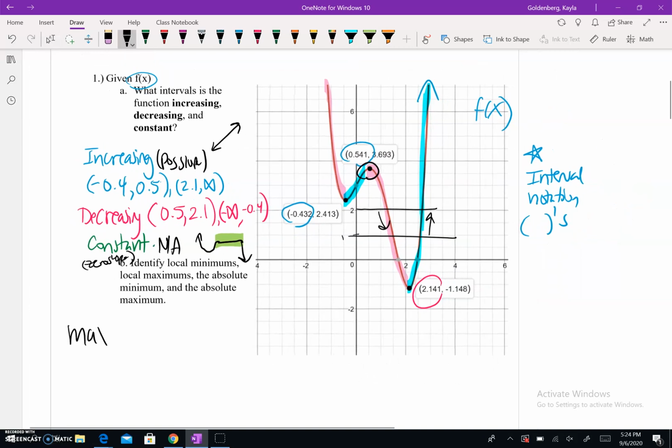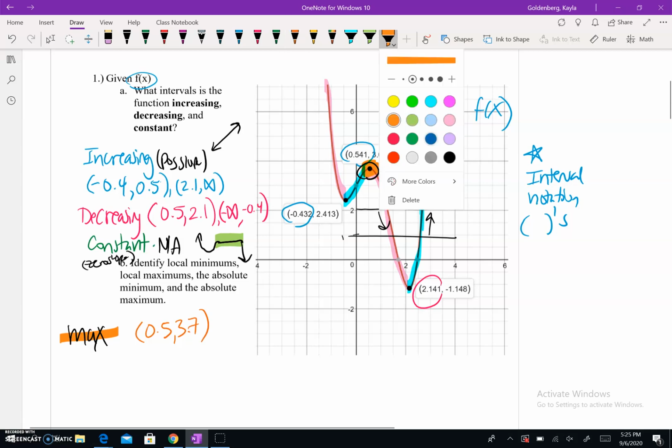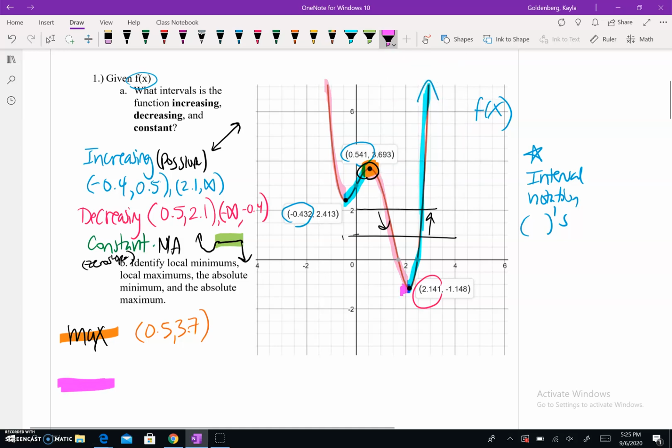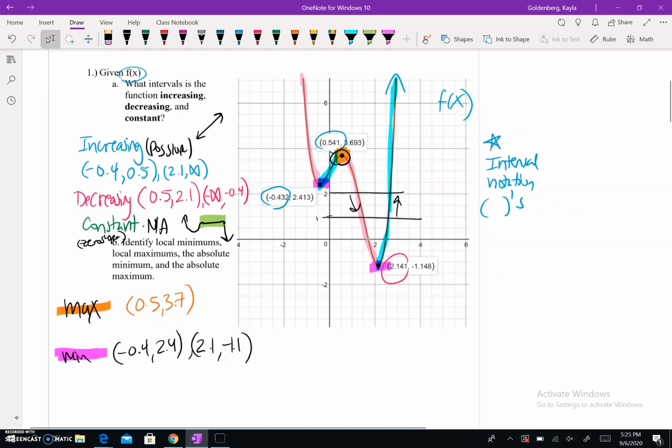So your maximums, I'll highlight those in orange. Your maximums are points like right here, points where it's the highest point in that particular zone. So a maximum point will be like 0.5, 3, maybe I'll round it up to 7. Whereas a minimum, maybe I'll use pink. So minimums, I'm going to make the pink color. And minimums are the lowest points in those areas. So negative 0.4, comma 2.4, and 2.1, negative 1.1. So those are what we call maxes and minimums.